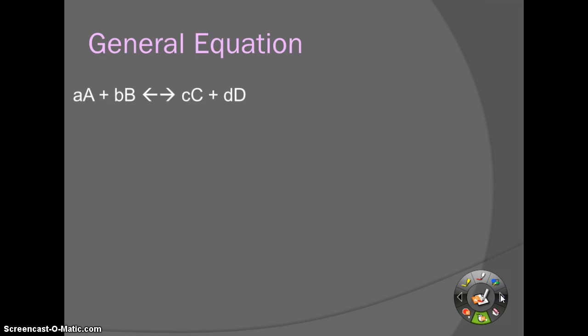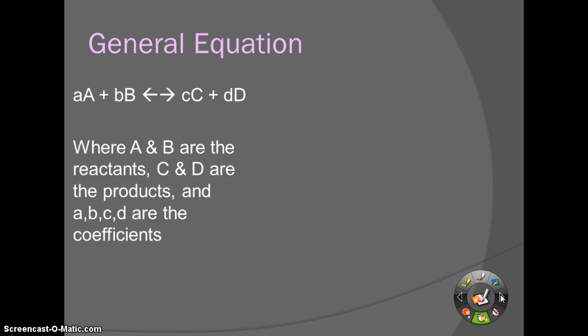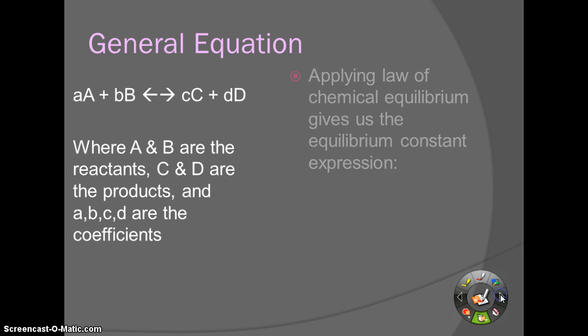So if we take our general equation here, aA plus bB reversibly yields cC plus dD. The capital A and B are going to be your reactants, the capital C and D are going to be your products, and the lowercase letters are going to be your coefficients. If we apply the law of chemical equilibrium to this reaction, you're going to get an equilibrium constant expression. The expression is just the setup, not the actual solving for the value.